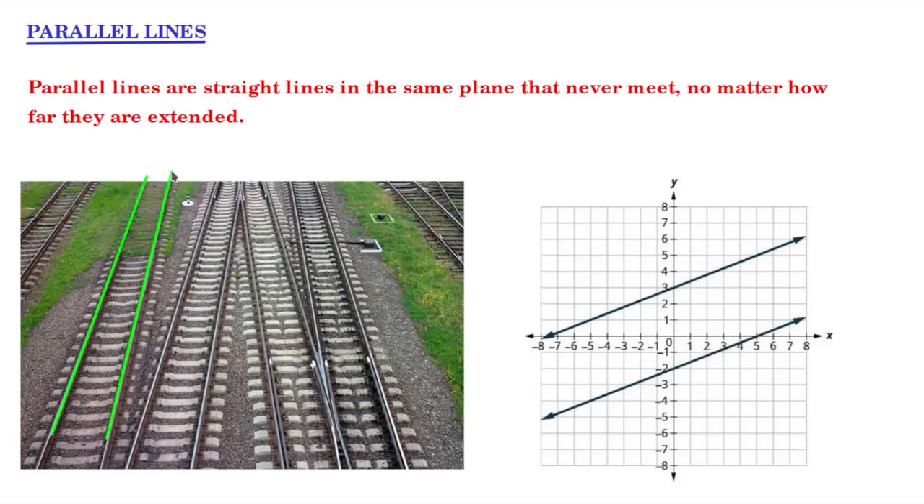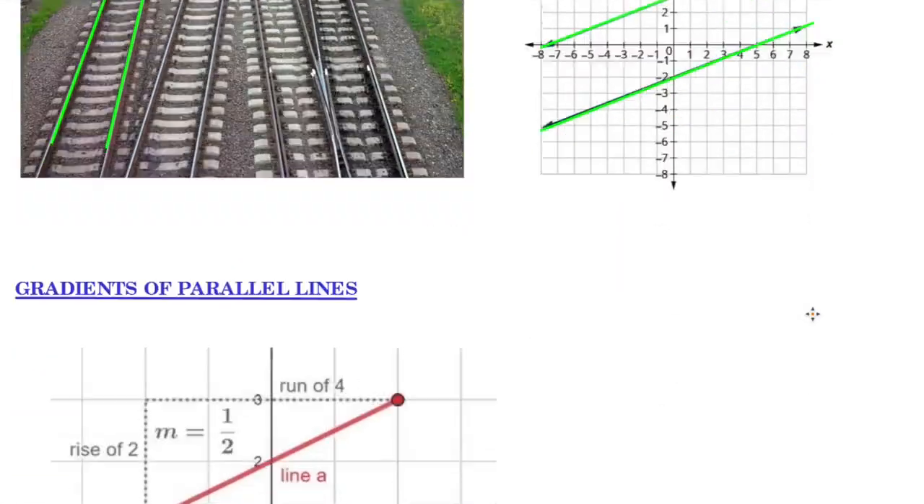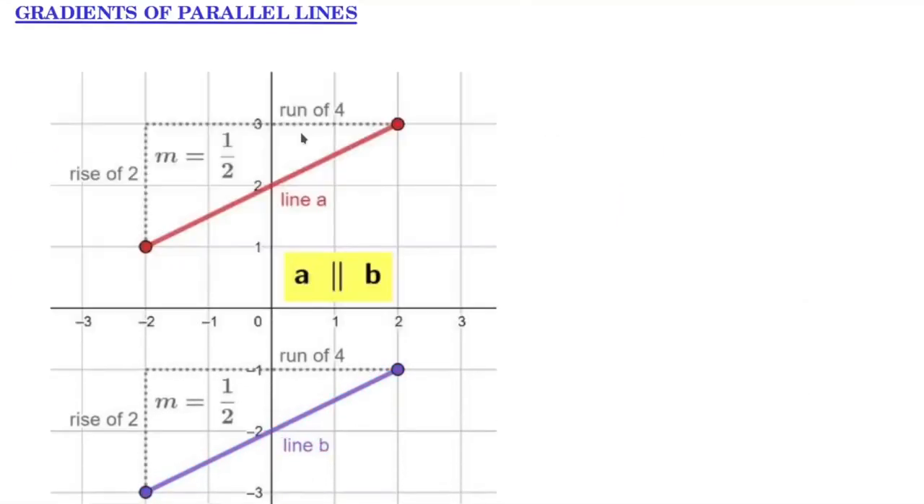They can never meet. Similarly, these two lines, this one is parallel to this one. No matter how you try to extend this line, they will never meet. Now let's talk about their gradients. If two lines are parallel to each other, they will have the same gradient.